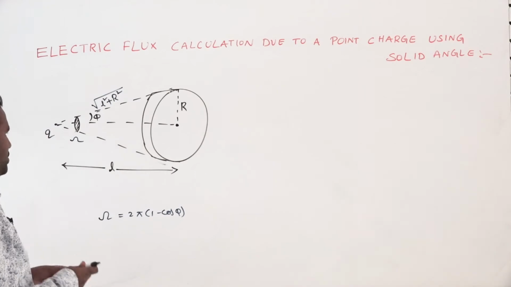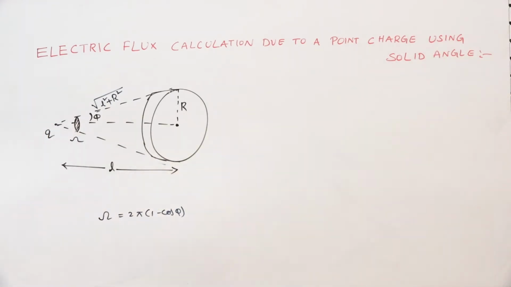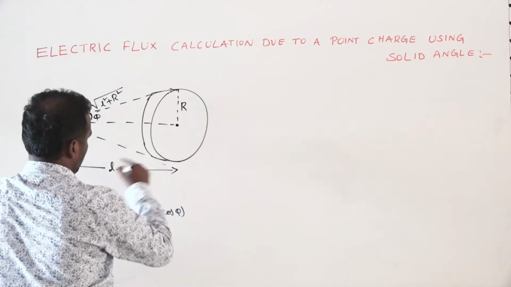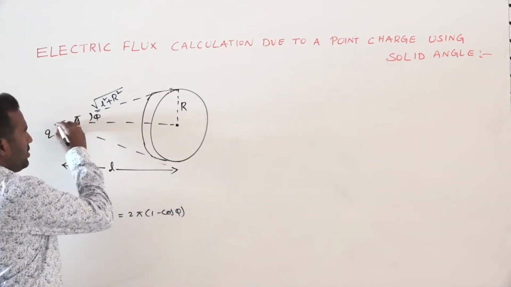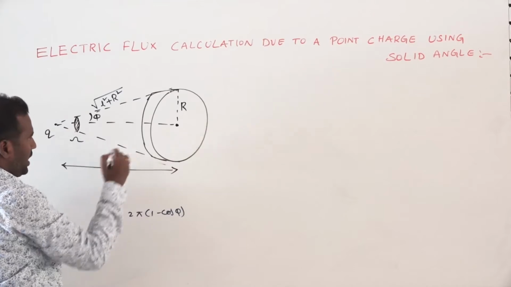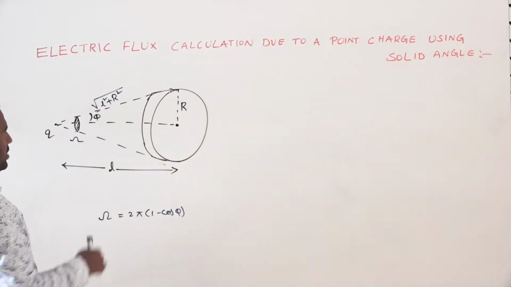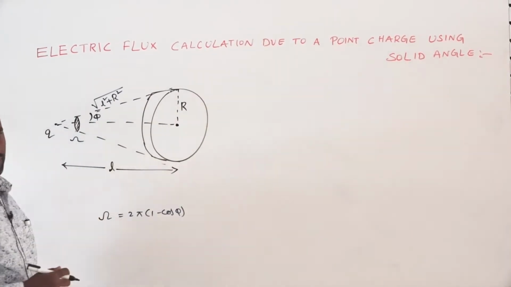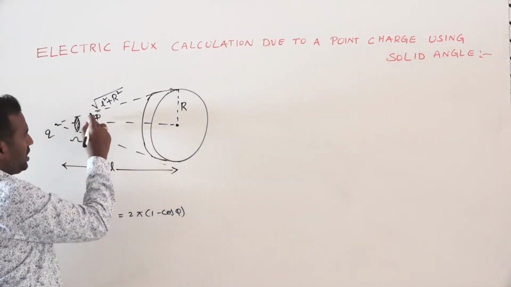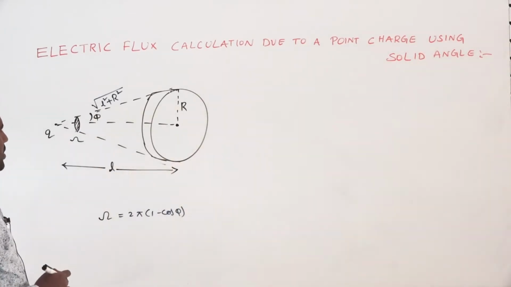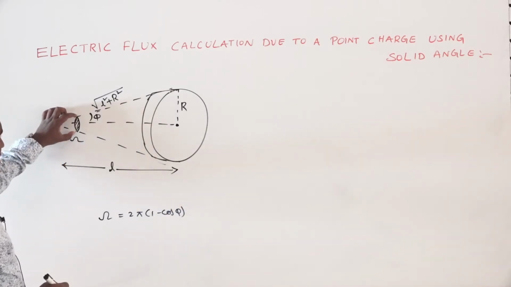Consider a point charge placed at a distance L from the center of a disc. The disc has a radius R. Then, at the extreme ends, if I observe over here, the electric field lines passing through the disc look like a conical shape. The half angle of the conical shape is phi. Then the angle represented over here is a solid angle.